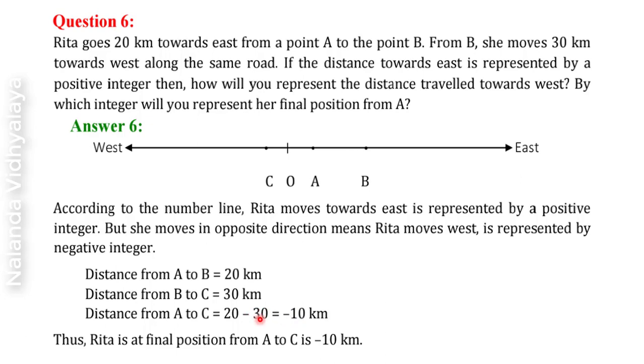Okay, so 20 minus 30: here one has a positive sign, one has a negative sign. So we have to subtract the smaller number 20 from the bigger number. So 30 minus 20 is 10, and we have to put the sign of the bigger number. Here the bigger number is 30, and its sign is minus, so we have to put a minus sign here. So thus Rita's final position from A to C is minus 10 km. Okay, so this is the final answer.